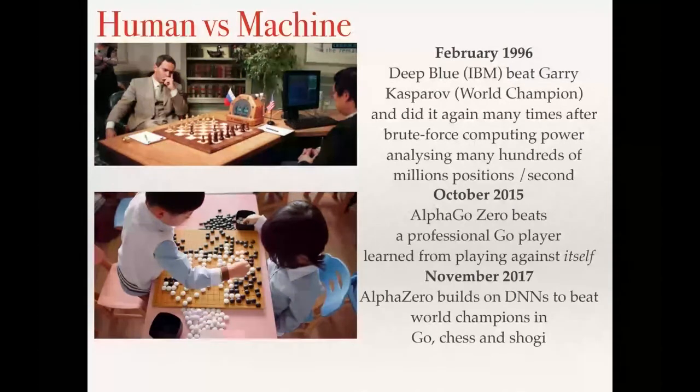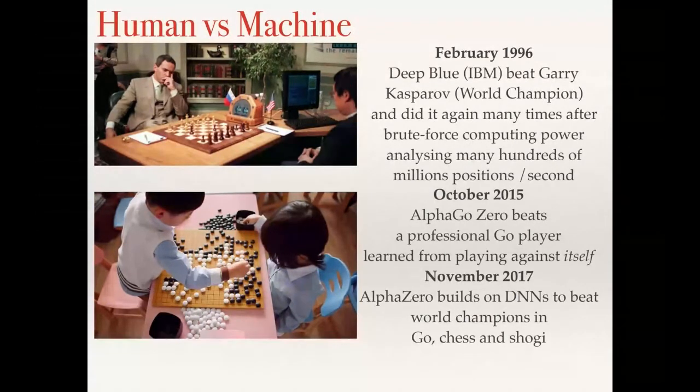In 2015, that machine, AlphaGo Zero, increased its ability to develop a very good strategy by learning from playing against itself, where itself was playing with some randomness added to all the games. So by collecting all this data, playing with itself over and over and over again, it was able to become very, very good at playing Go.